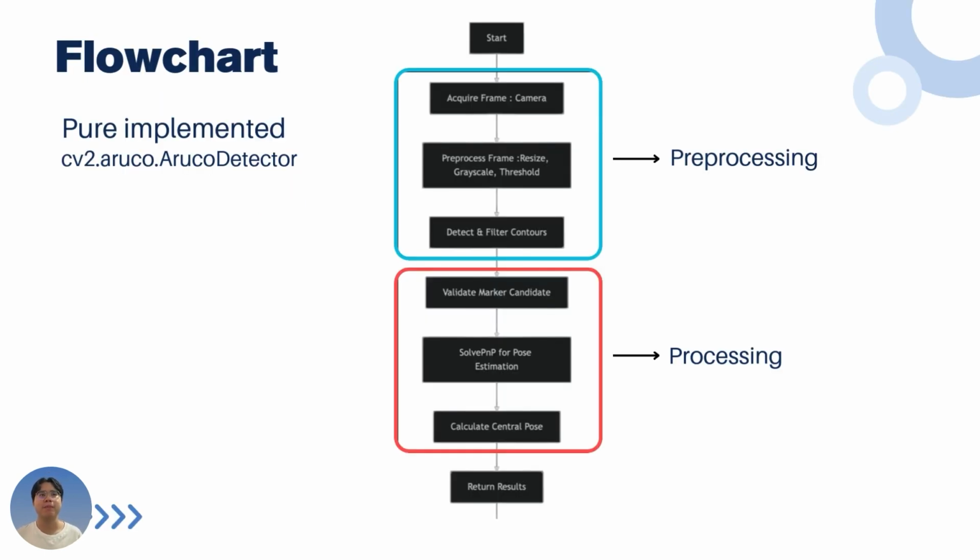Next, this is our implemented flowchart of this ArUco detector from ArUco OpenCV. The first three are the pre-processing part, and the last three are the processing part. All I said before is the pre-processing part. In processing, we validate the marker candidates, whether they have two, three, or four markers, and then we solve PnP for pose estimation of the axis, and then we calculate the center pose for the center modeling.